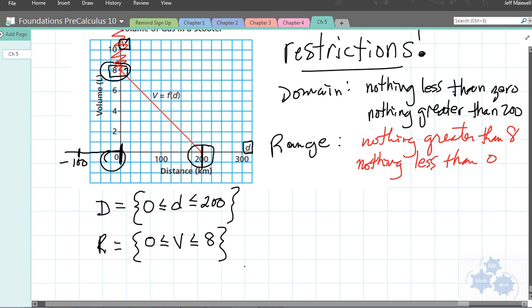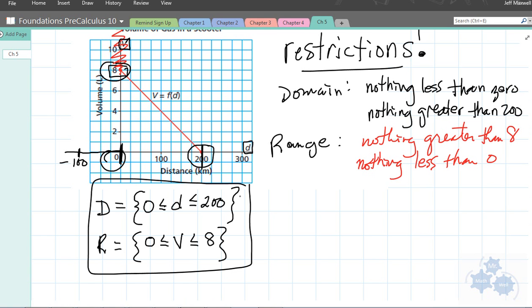Okay, so there's our domain. The restrictions would be anything that's not in the domain and anything that's not in the range. Those values are restricted. Make sense?